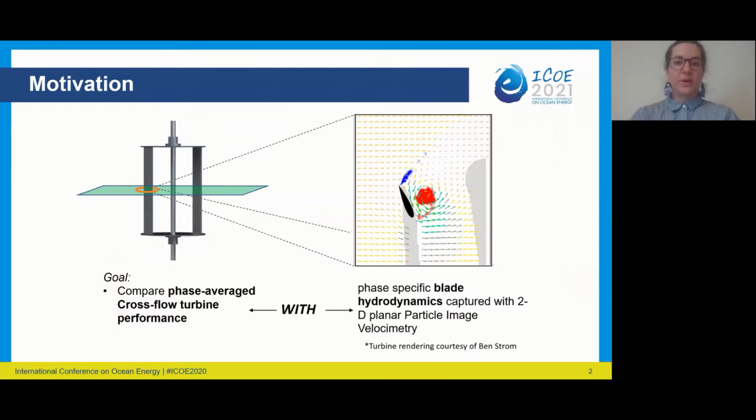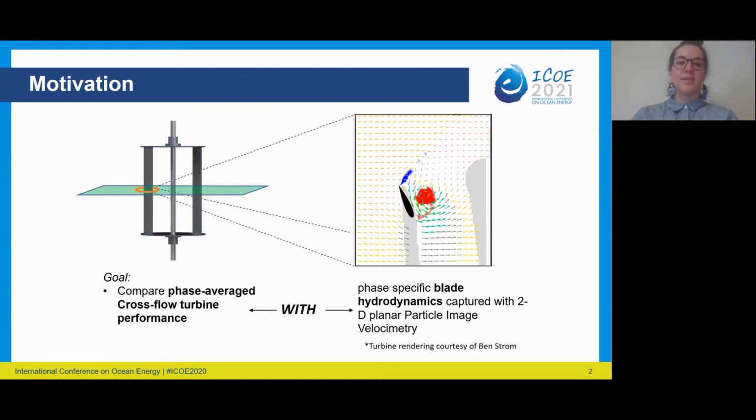So the overall goal behind this project is to directly compare phase average crossflow turbine performance data with phase-specific near blade hydrodynamics, which I capture using a technique known as particle image velocimetry, or PIV. This technique allows me to experimentally and non-invasively capture 2D planar flow fields of our system. The key phrasing here is phase specific.